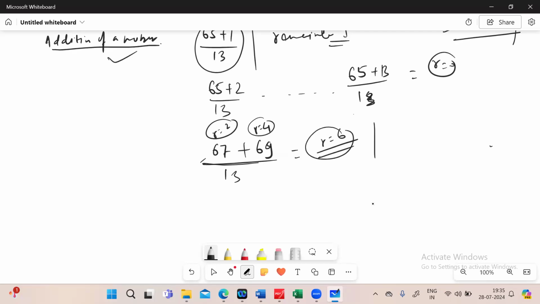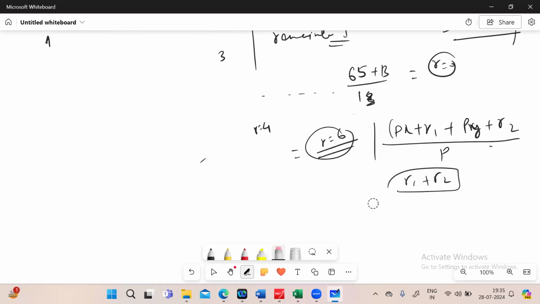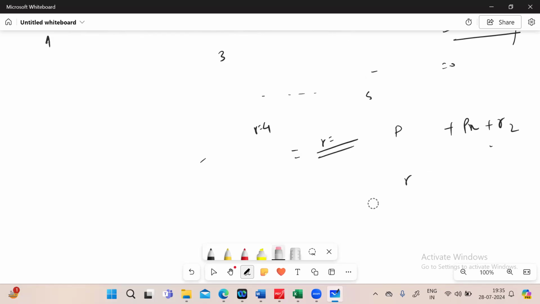So this can be generalized as, if the divisor is P, and we have Px plus R1 plus Py plus R2, if this gets divided by P, it will give you a remainder R1 plus R2. Okay. Now tell me, this is the case of addition. Okay.